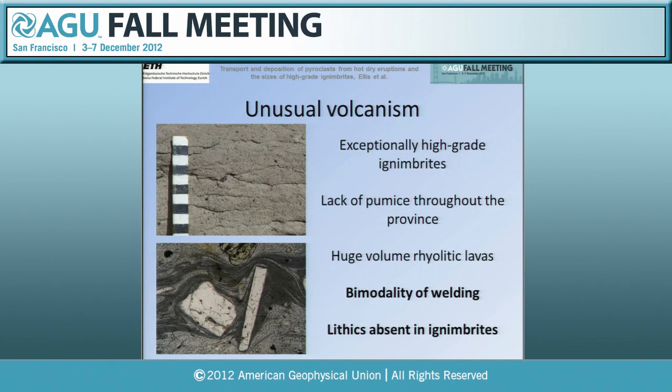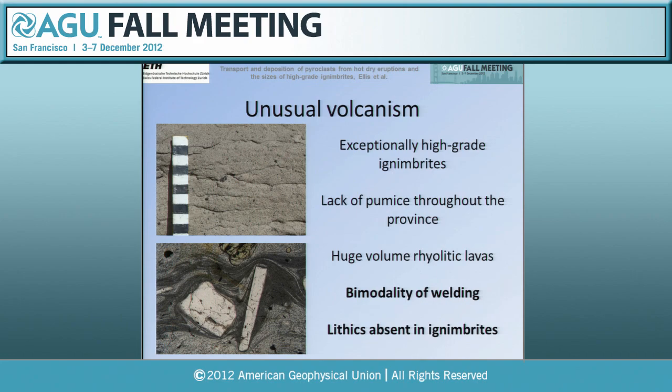I could talk for a while about the unusual volcanism in the Snake River, but the two points of interest today are, first, that there's a bimodality of welding. You get these non-welded deposits here, which are essentially coarse-grade ash with black chips of dense volcanic glass. For people who saw this morning's talks, I wonder whether people would consider these to be juvenile or not. I think that's a real discussion point as to what is a juvenile component of these eruptions.